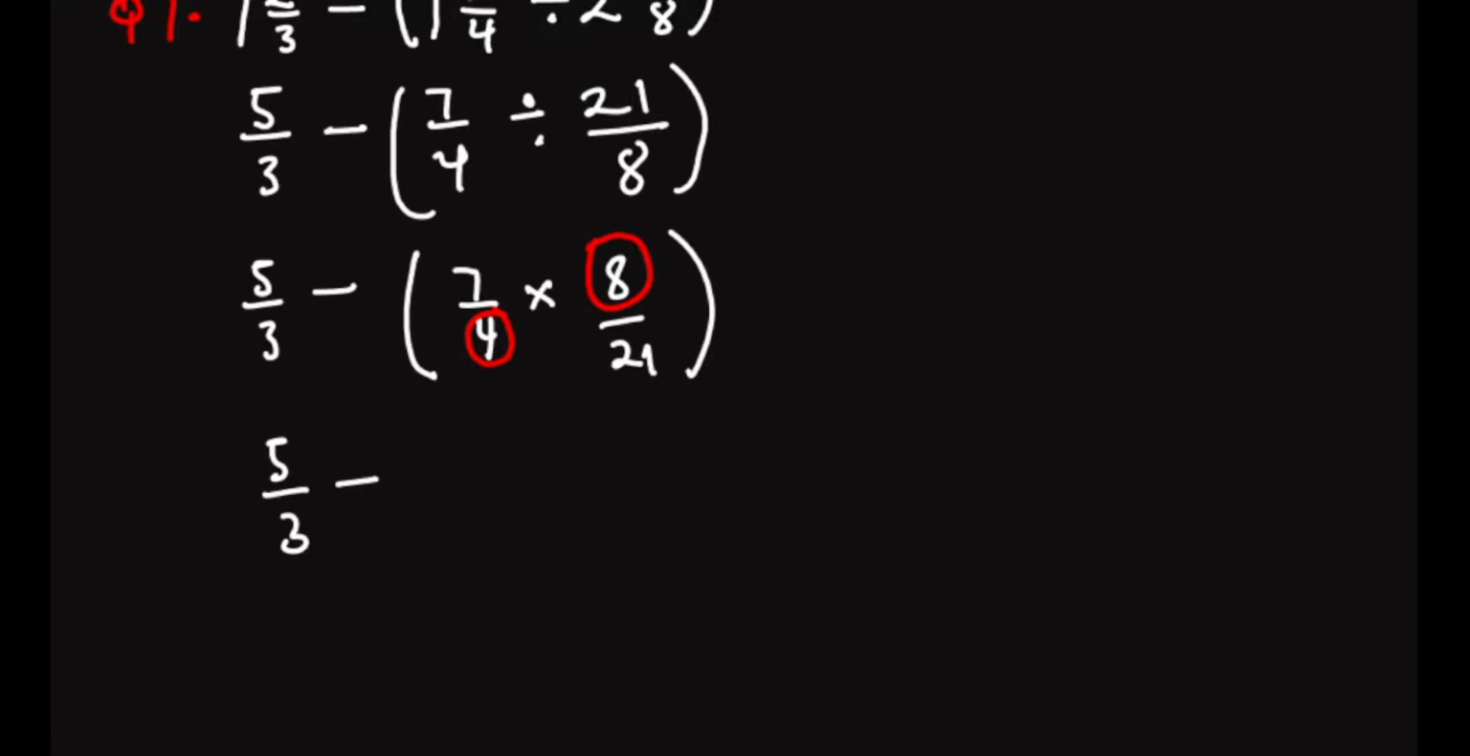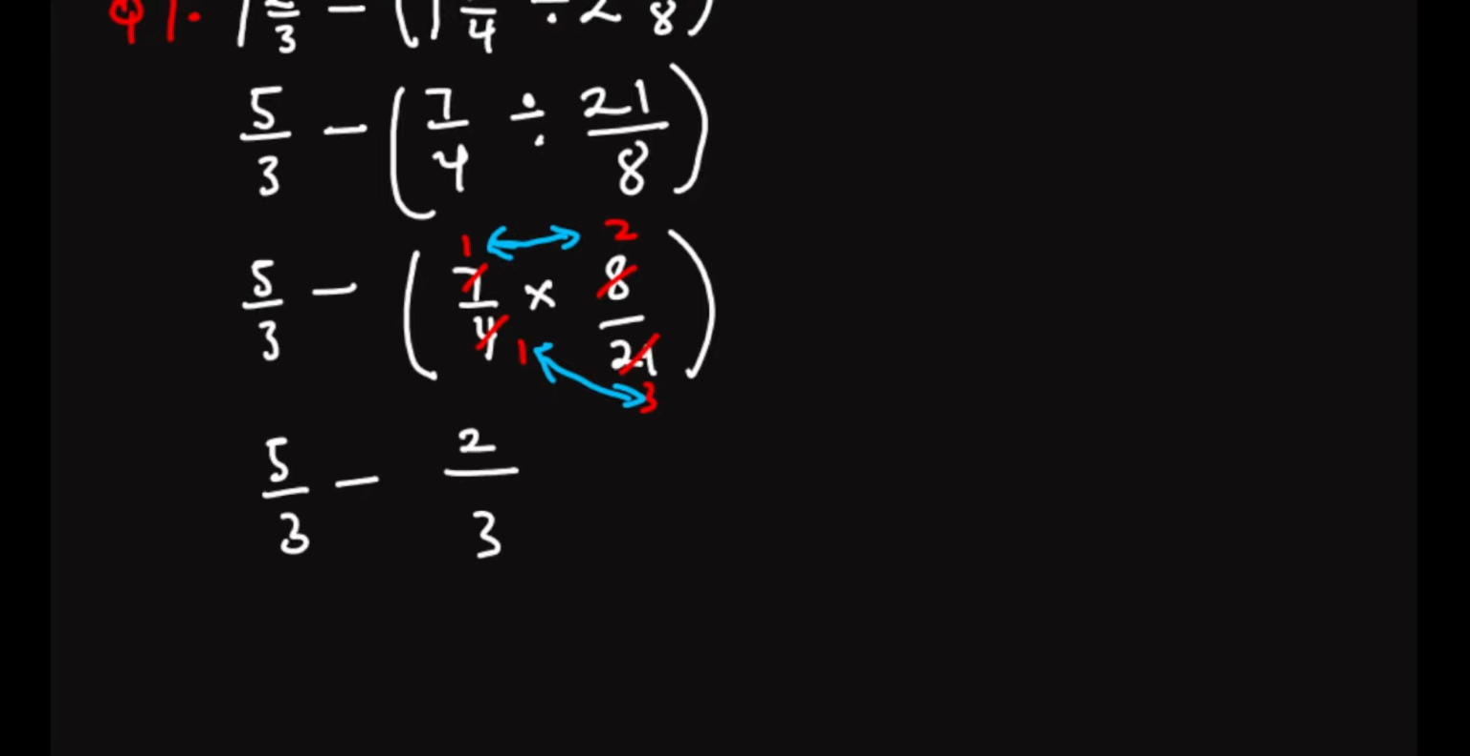And the 7 here and the 21, they are also in common. So 4 goes here 1 and goes into this 8 2 times. And then 7 goes here 1 and goes into the 21 3 times. So at the end of the day, we're just going to multiply the numerators, this 1 and this 2. So 1 times 2 gives us 2, all over. Then we come to the denominator. 1 times this 3 here gives us 3. So we write our 3 at the denominator here.